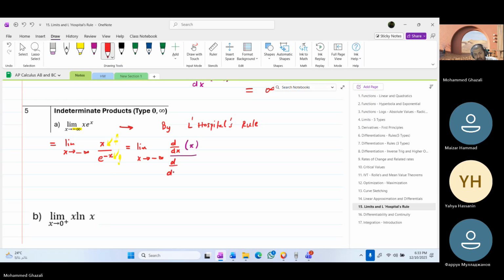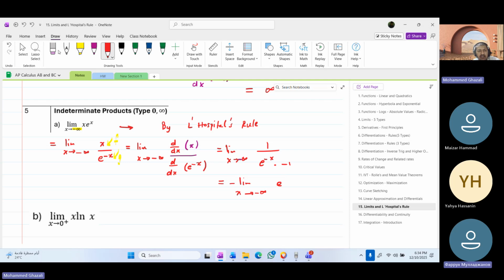Right, so d dx of e to the power negative x. Now the derivative of the top is 1, and the derivative of the bottom is e to the power negative x times the derivative of the power, which is negative 1. And by the way, this was negative. Now we can bring this up. There's nothing to differentiate now. I can take the negative out of the limit. No need to do that. We can keep it just like that.